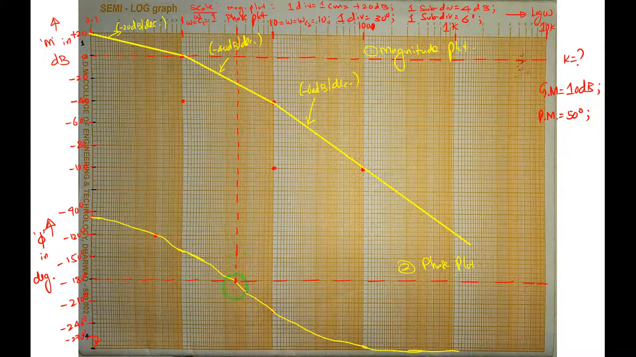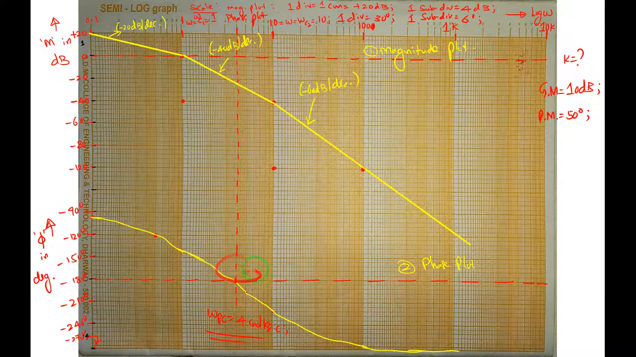Right? This will give me omega pc. What is this omega pc value? Let me write it here. Omega pc is how much? Read it. So it is 4 radians per second. I am getting 4 radians per second. This is omega pc. Is it fine? Okay.